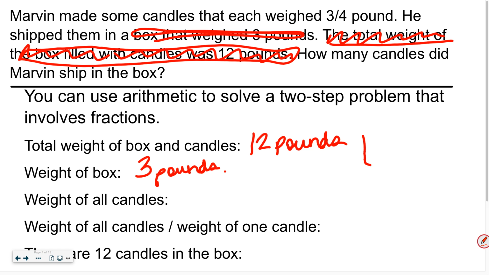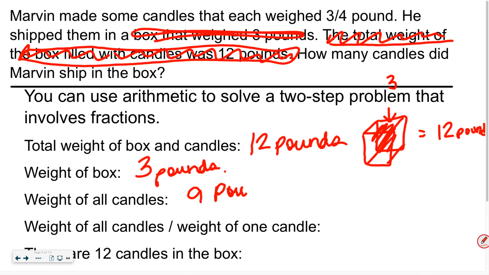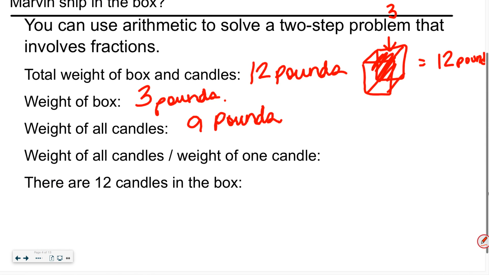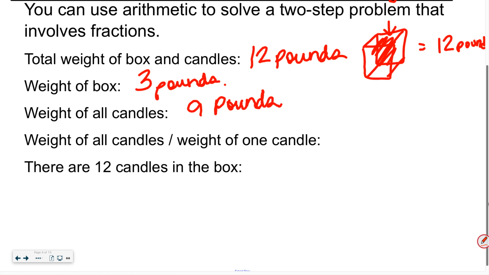So if I know that this box is 3 pounds, and then once I put stuff in it, the weight changes to 12 pounds, how much should I put in order for the weight to go from 3 to 12? 9 pounds. Do we all see how we went from 3 to 9? So now I can use some other information. I have 9 pounds total.